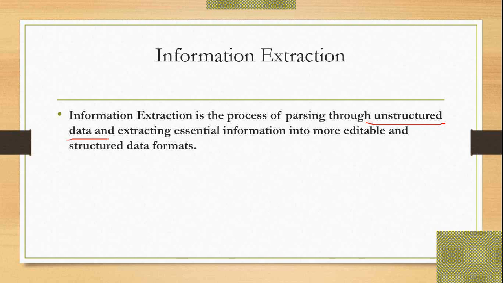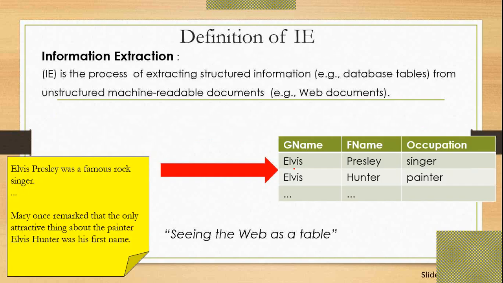Web scraping packages are available in Python. We extract that data, and it is in an unstructured format. Then from that unstructured data, we have to find out the essential information. Which information is more important? That should be more editable, and that may be a structured data format. Now, this is information extraction.